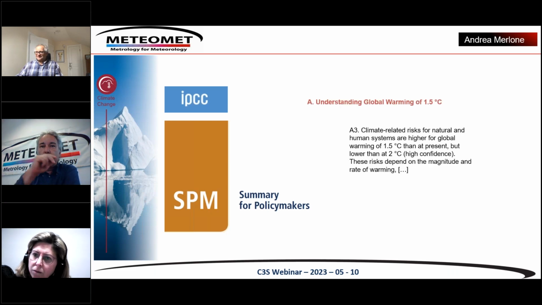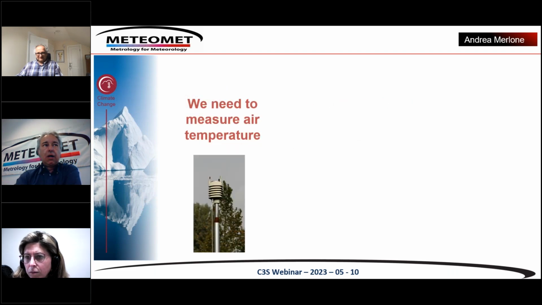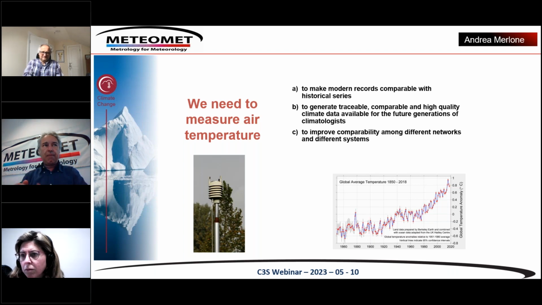IPCC tells us that we have scenarios, and those scenarios are based again on temperature. So when we call it warming, it means heat, it means measuring temperature. We need to measure this temperature with instruments. And we need to measure air temperature in order to establish a link with historical series, possibly with some uncertainties, with some continuity, to generate comparable and high quality data for future generations. The best we can do now, the best we will serve in the future. And, as we said, to improve the comparability around instrumentation.